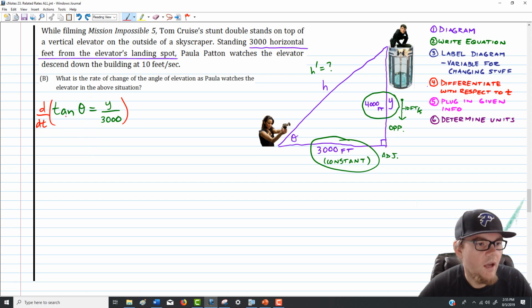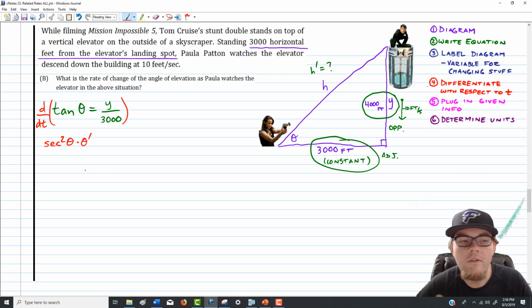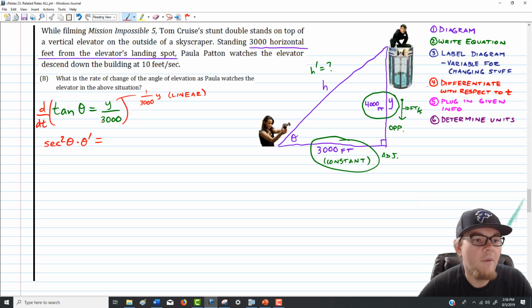So as far as differentiating, on the left side we have tangent of theta. So don't forget that theta is a variable. That means when we take the derivative, first we do the derivative of tangent, which is secant squared. Then we multiply by the derivative of theta, which is our derivative of the inside. So on the left, we get secant squared of theta times theta prime. On the right, since that is really the same thing as 1 over 3,000 times y, being linear, we can actually jump through that really fast. And we can take advantage of the fact that the derivative is just 1 over 3,000 times y prime. Clean, right? Works out really nicely.